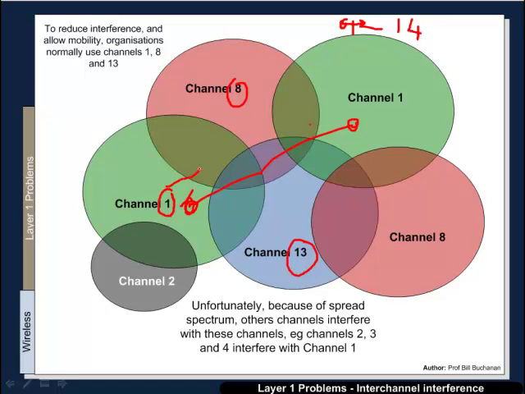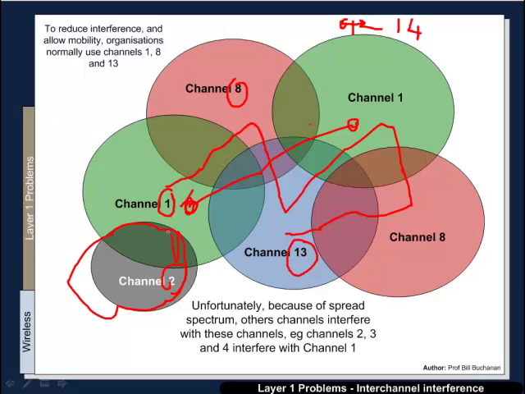So a user can walk through the space connecting to channel 8, then to channel 13, then to channel 1, channel 8, back to 13, and so on. Unfortunately, we might also have an external network which uses channel 2, and we can see in this case the radio signals will interfere in this region so that we get a reduced quality of service for channel 1.